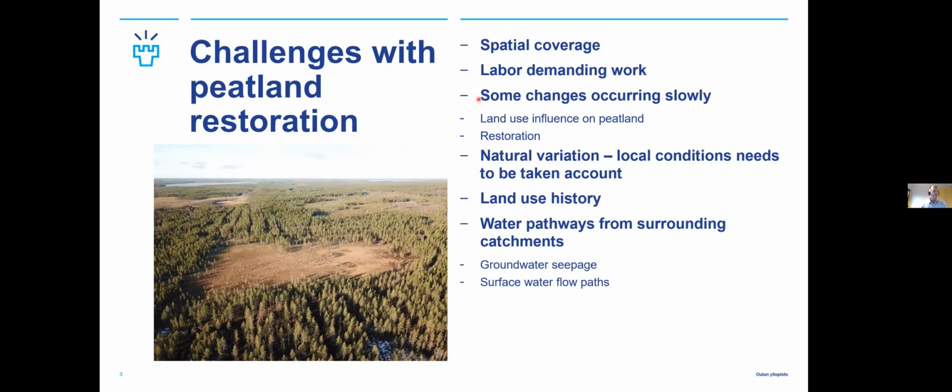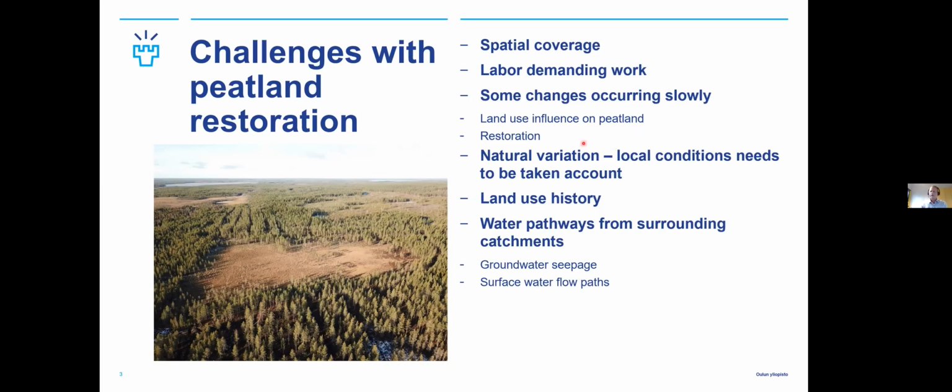And then also some changes are occurring slowly. Like Mika already described, some land use influences on the peatlands might take decades before we see some changes. And it's the same in restoration. Some changes are happening very fast, but some of these changes we see only after several years or even tens of years.